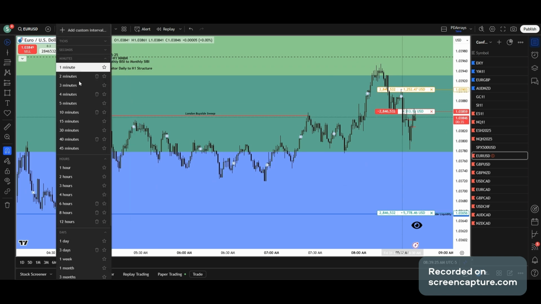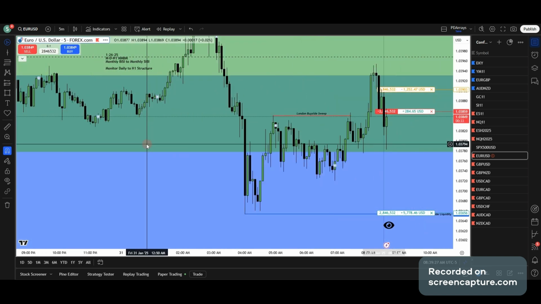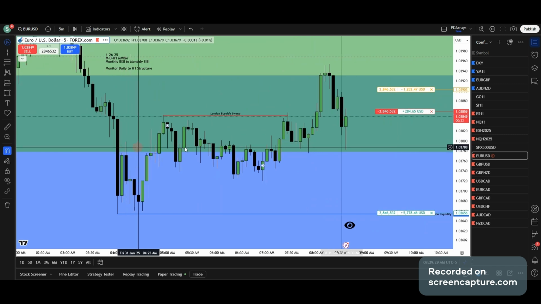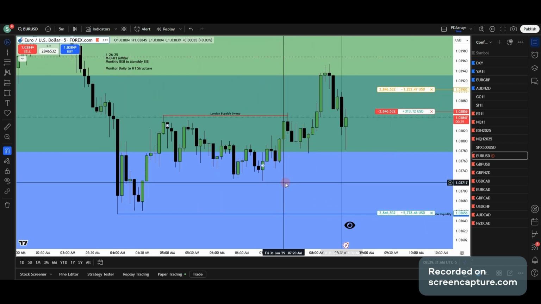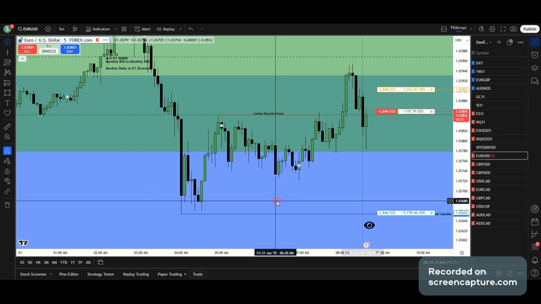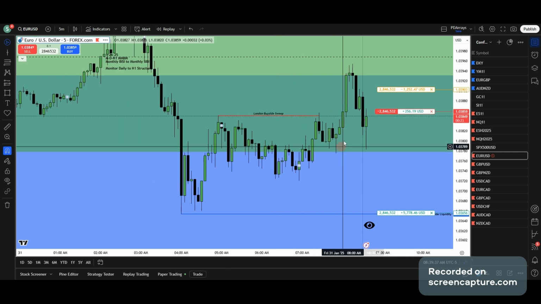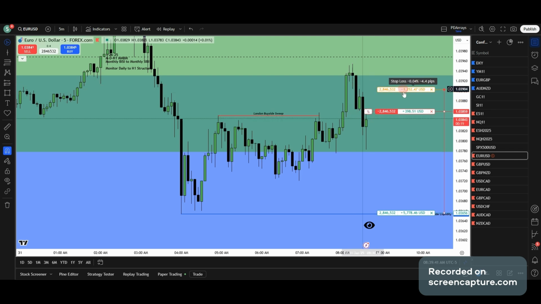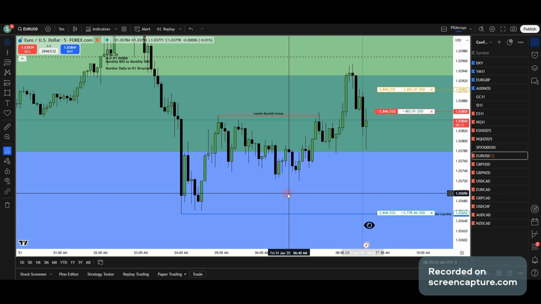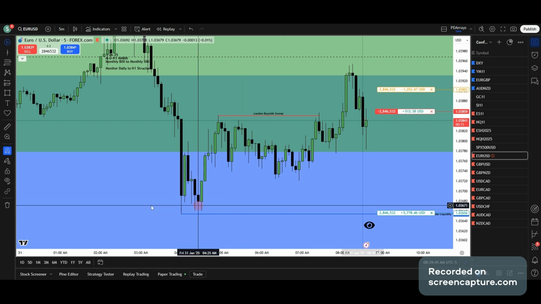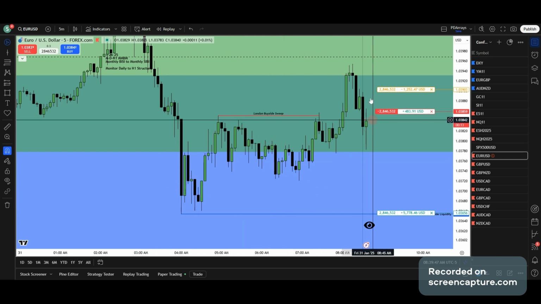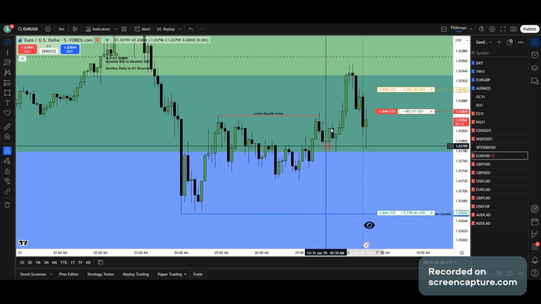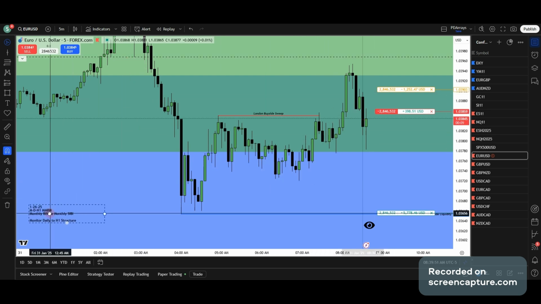And I'm going to scale up to the 5-minute time frame. Seeing if it's necessary to move my stop up a bit. Give it some room to breathe. But you can see here we have a nice market maker sell model. So this is an intraday market maker sell model.